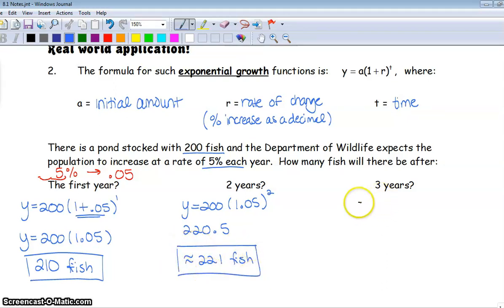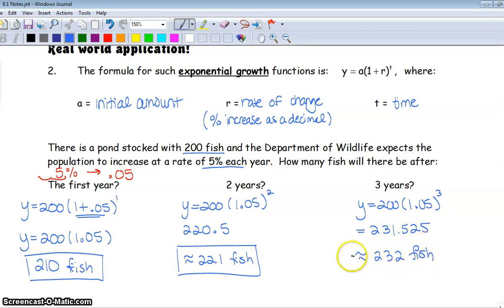And of course, for our last one, same initial amount, same rate, so still 1.05, except our time has changed from 2 years to 3 years. Again, second enter, change the 2 to a 3. And we get 231.525. Can't have a fraction of a fish. So we're going to say that there's about 232 fish in our pond after 3 years if the rate of change is still 5%.